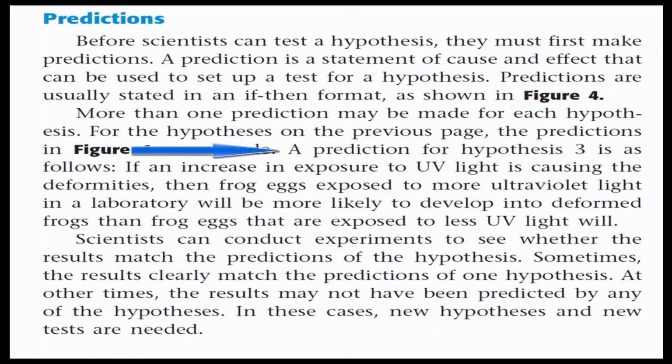Prediction for hypothesis 3 is as follows. If an increase in exposure to UV light is causing the deformities, then frog eggs exposed to more ultraviolet light in a laboratory will be more likely to develop into deformed frogs than frog eggs that are exposed to less UV light will. Scientists can conduct experiments to see whether the results match the predictions of the hypothesis.